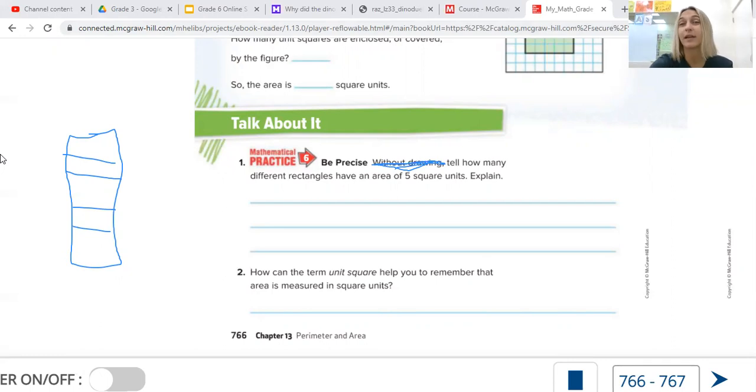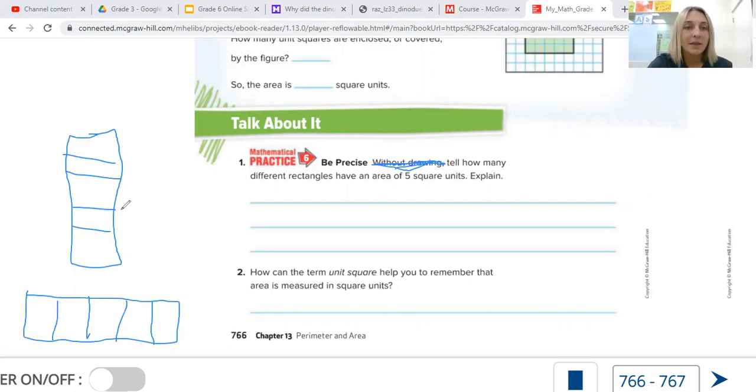Now it has to be a rectangle. It can't be a shape like this one up here. A rectangle has to look like a rectangle. So we could also draw it this way, right? This one looks a little better. So I still have 5 square units. Can I draw it any other ways?